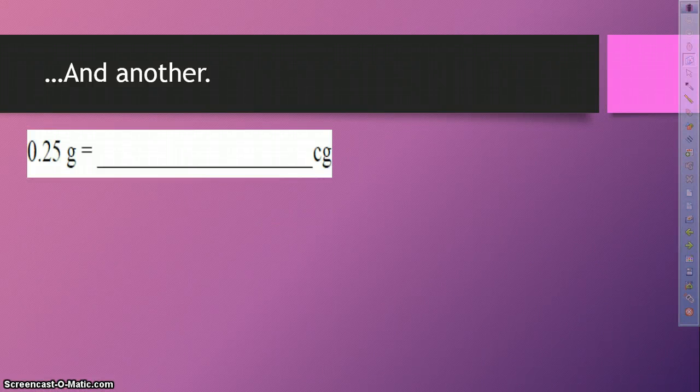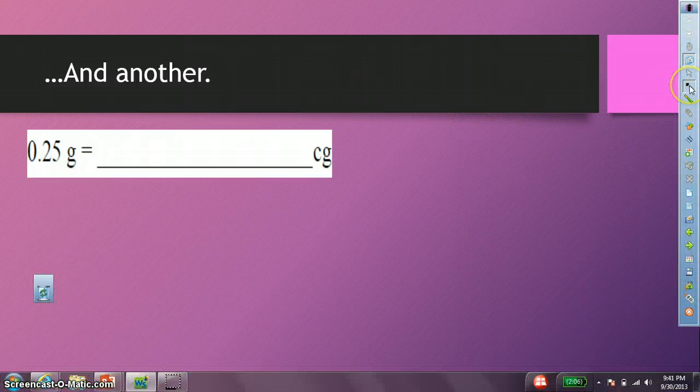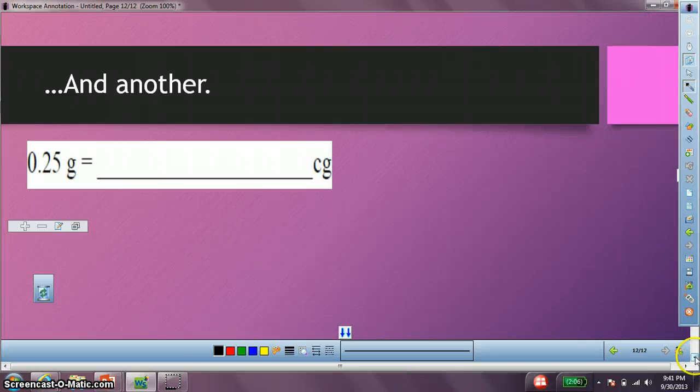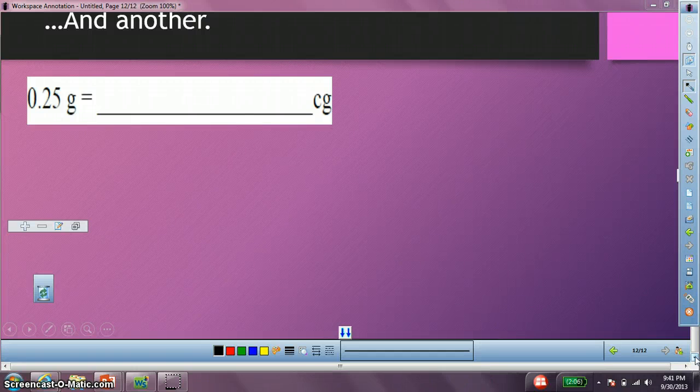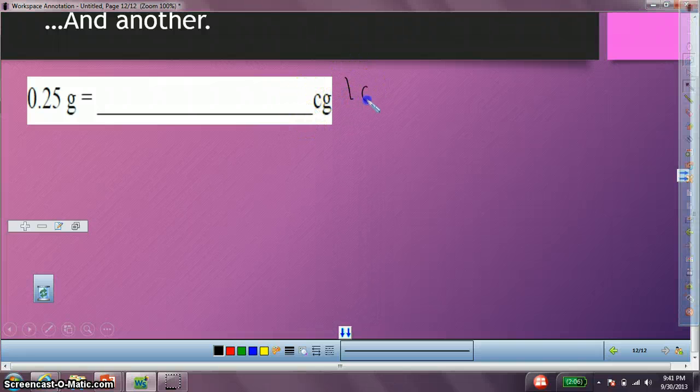Now to continue our discussion on converting units. We want to convert 0.25 grams into centigrams. To do this, first we have to derive a conversion factor. We know that centa means a hundredth of something. So in 1 gram, there are 100 centigrams.